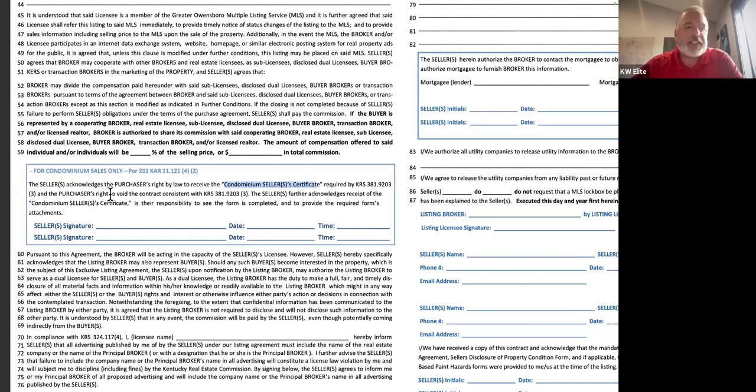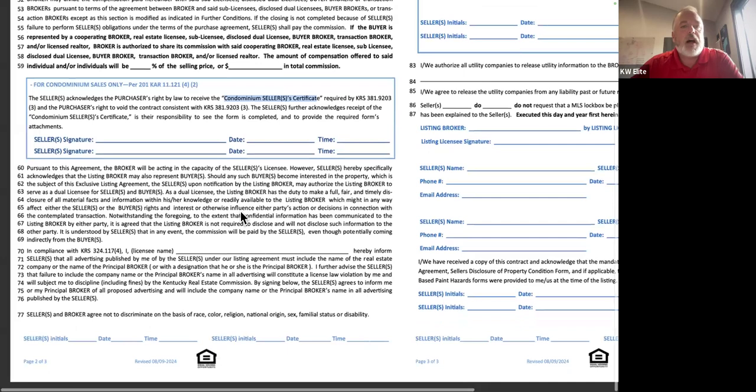We can provide blank copies if needed. But if you're not selling a condo, then you're just going to put NA on these. Because remember, no blanks. We don't want to leave anything blank. So if it doesn't apply, you just put NA on it. Then next here, and don't worry, we're almost done. This isn't a really difficult document.